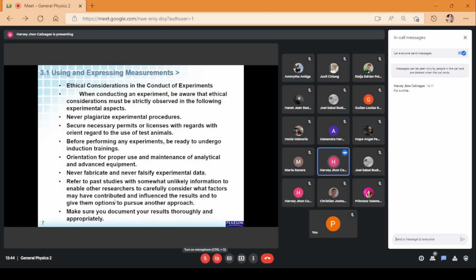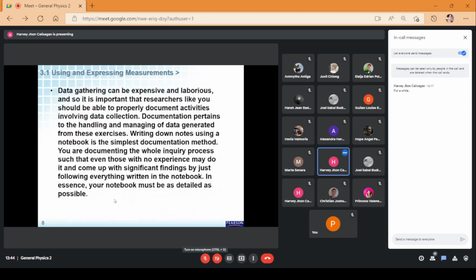So there are many ways. Data gathering can be expensive and laborious, of course. It is quite laborious because it involves time, time management, and budgeting. So it is important that a researcher like you is able to properly document activities involving data collection. Documentation pertains to the handling and managing of the data generated from these exercises. Writing down notes using a notebook is the simplest documentation method.